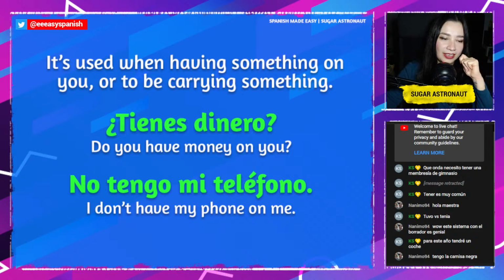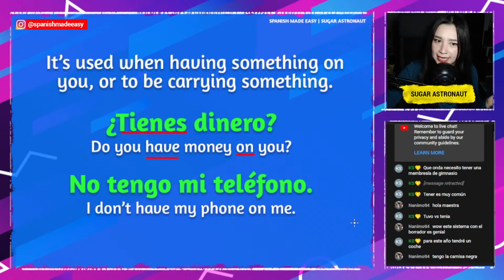Okay, so tener is used when having something on you, okay? Or when you're carrying something. For example, I could say, ¿Tienes dinero? ¿Tienes dinero? And this means, do you have money on you? Okay, have on. That's the meaning here of tener. When you have something on you, okay? If you're carrying something with you. ¿Tienes dinero? Do you have money on you?